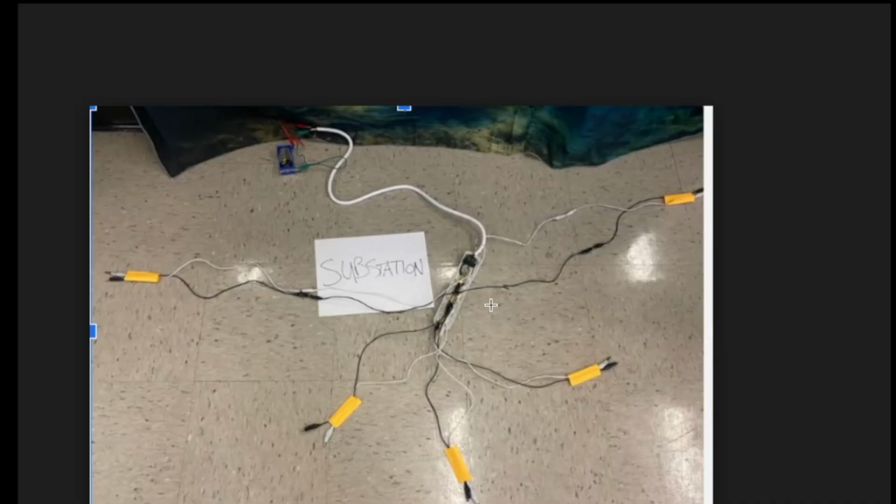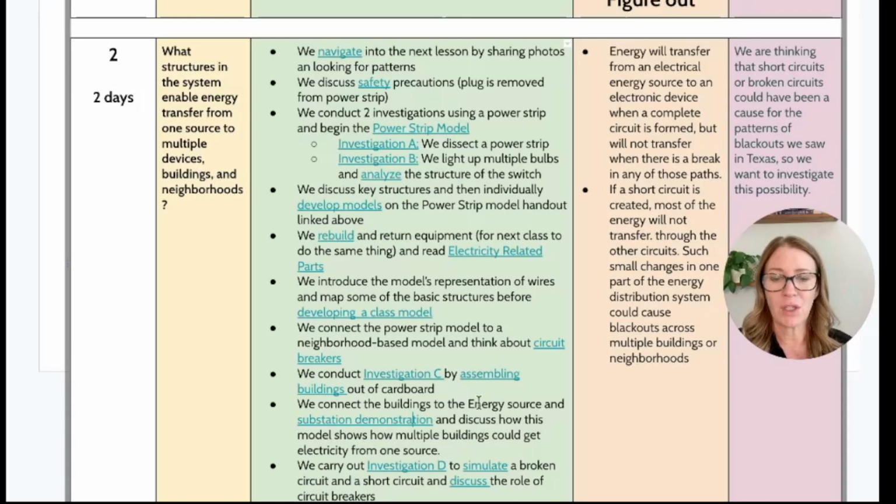And so you can see that we've got these alligator clips that are connected to the parts of the surge protector that we've already looked at. This would be connection to one building, connection to another building. And so they're going to light up light bulbs in the different buildings in the community. And you really need to develop what a substation is and how many different buildings are connected to the same substation. And so we talk about how this model can show how multiple buildings can connect to one energy source.